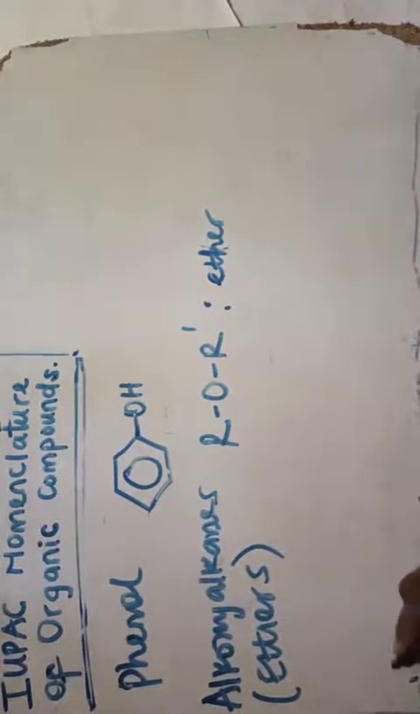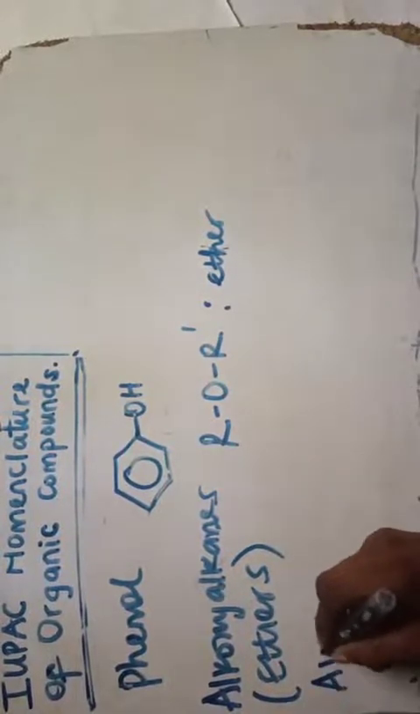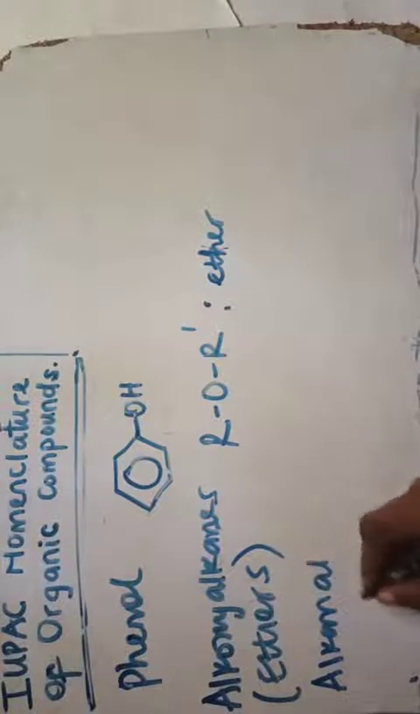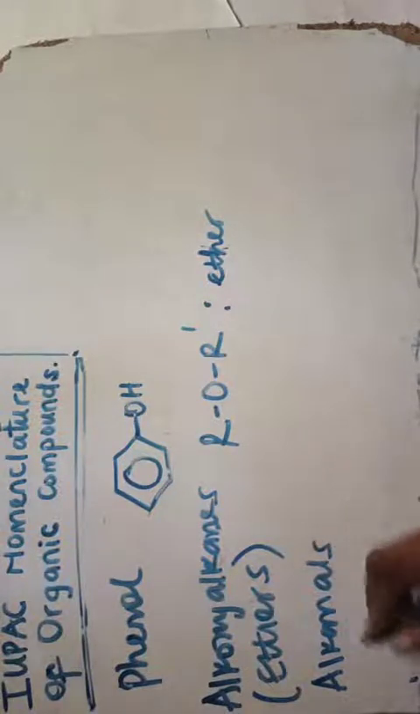So next one we'll be considering, this is the molecular structure. Next thing we have is alkanal. Now alkanals are also called aldehyde.